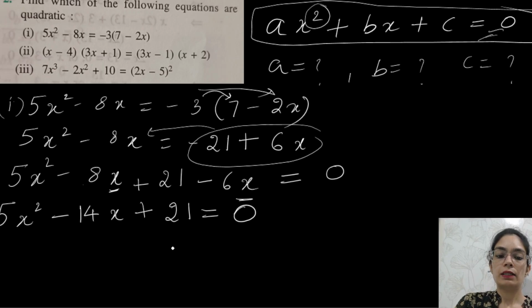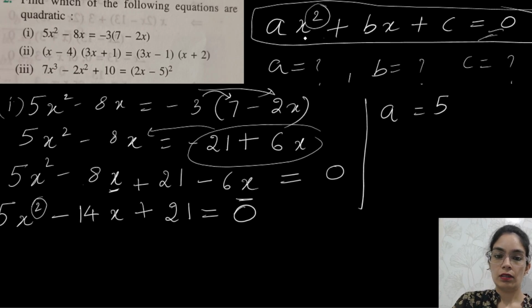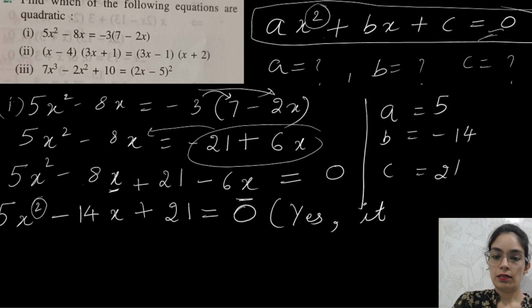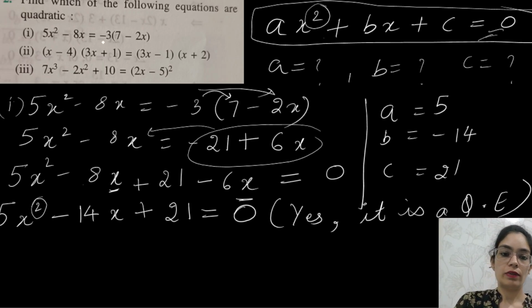Now if you compare this with the standard form, normally you can say this is comparable with the standard form, looks similar. So that means also the highest degree of the variable is 2 and the value of a is equals to 5. a is the coefficient of x square, so that is 5. The value of b is negative 14 and the value of c is 21. So this equation is a quadratic equation. So in short, QE I have written. So the first one is an example of quadratic equation.